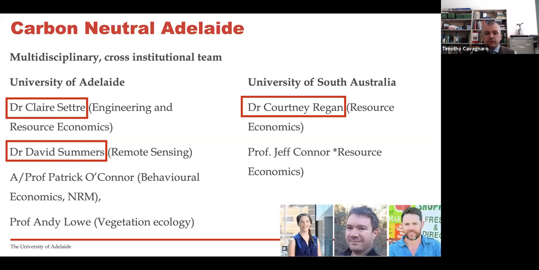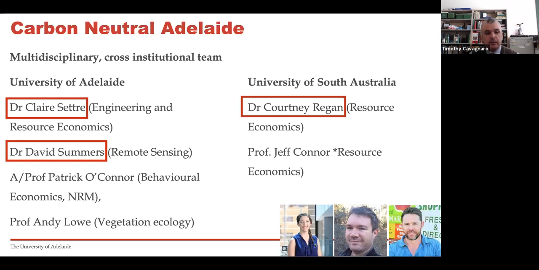This work was funded by the Goyder Institute, and I'd like to thank and acknowledge them for supporting it. It was a very multidisciplinary, cross-institutional effort, with partners from the University of Adelaide and the University of South Australia. It was multidisciplinary in the sense that we looked at the biophysical, the technical carbon supply, but also the economics of that.